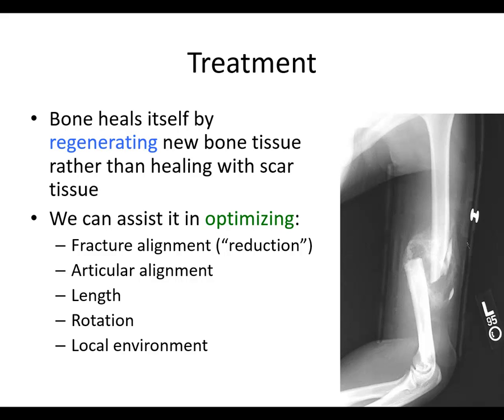So it's not really new tissue that the organ had before. It's now scar tissue. But bone, if it healed with scar tissue, you'd never be able to restore stability and function again. So the body obviously has a mechanism to make new bone. Now we can assist it in optimizing fracture alignment, what we call reduction, articular alignment, length, rotation, and we can also help optimize the local environment perhaps.